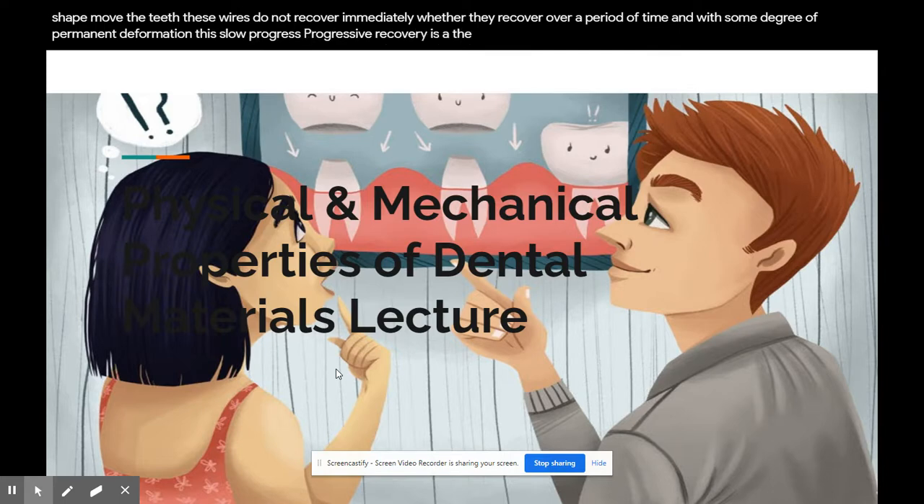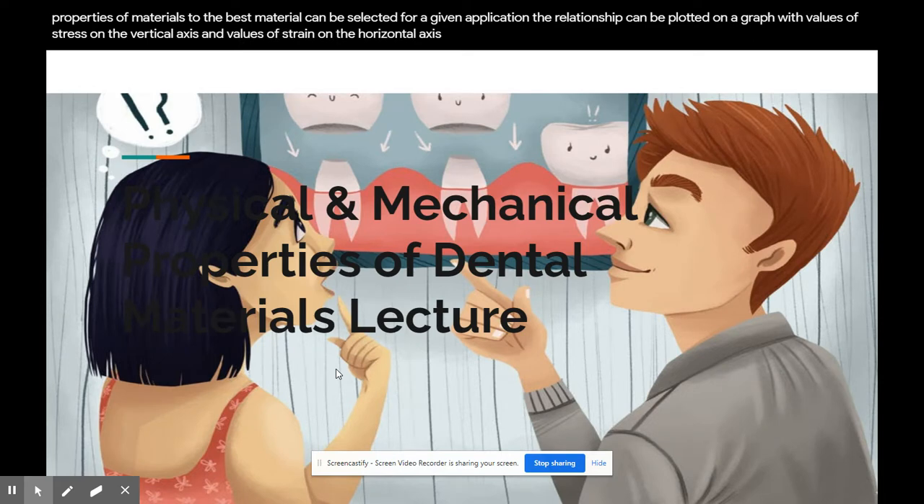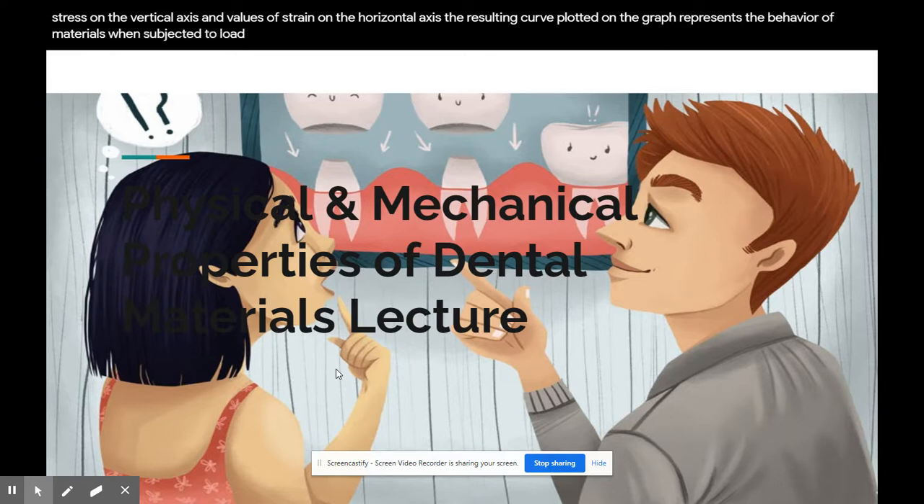The relationship between stress and strain is useful for comparing properties of materials so the best material can be selected for a given application. The relationship can be plotted on a graph with values of stress on the vertical axis and values of strain on the horizontal axis. The resultant curve plotted on the graph represents the behavior of materials when subjected to load. It provides useful information about the strength and the ductility of the materials and can compare the response of different materials to the same load.